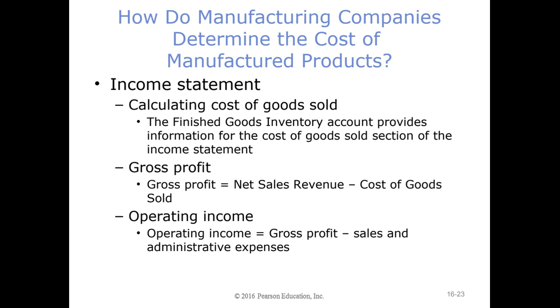So the income statement. We're calculating the cost of goods sold. The finished goods inventory account provides information for the cost of goods sold section of the income statement. Gross profit equals your net sales revenue minus your cost of goods sold. Operating income equals gross profit minus sales and administrative expenses.